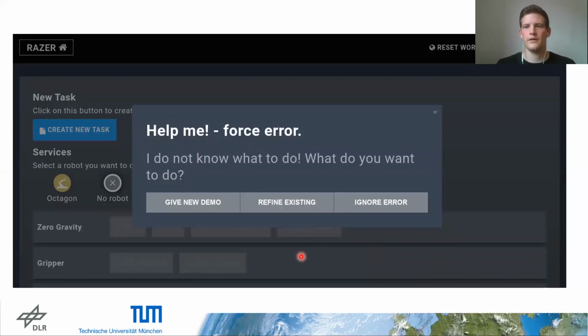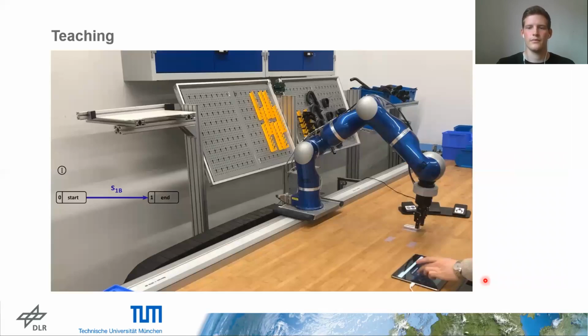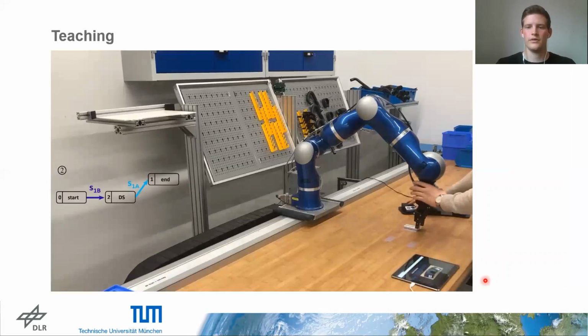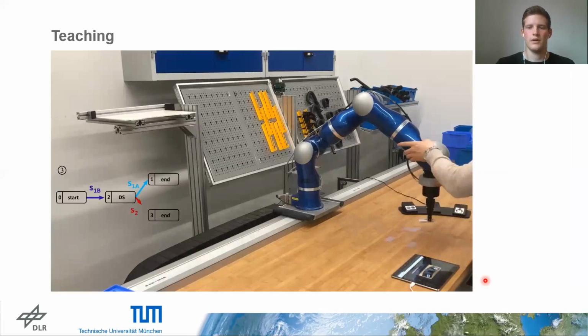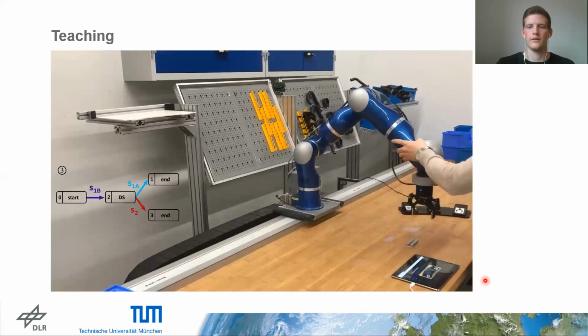But in our case, the user wants to demonstrate a new skill and therefore decides to provide a new demonstration. This then triggers a teaching phase in which the user can demonstrate a new skill which will solve the new situation. Here you can see the user demonstrating a new skill, in which the robot reorients the object and places it in the goal location.